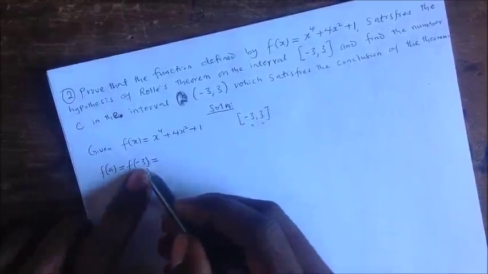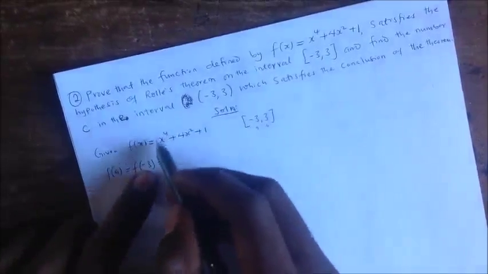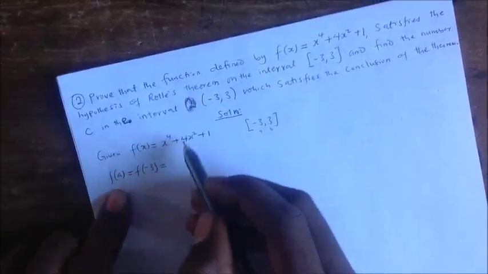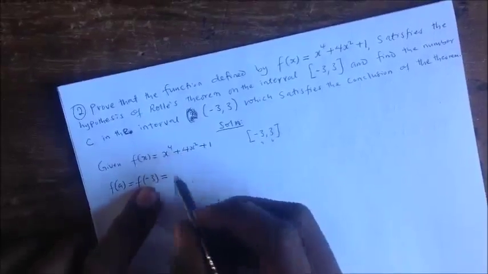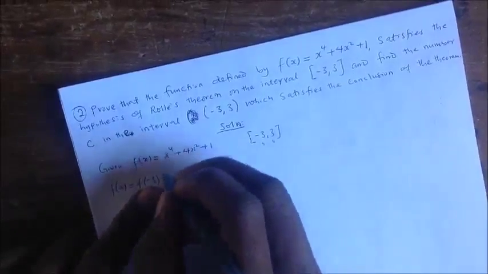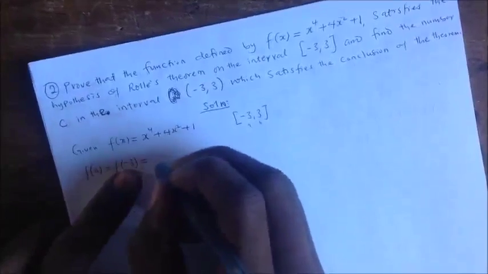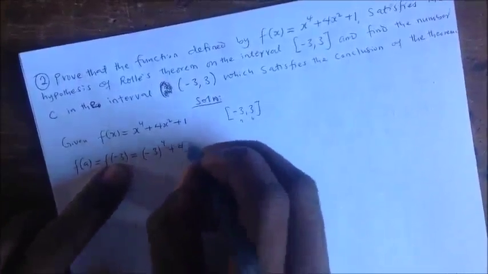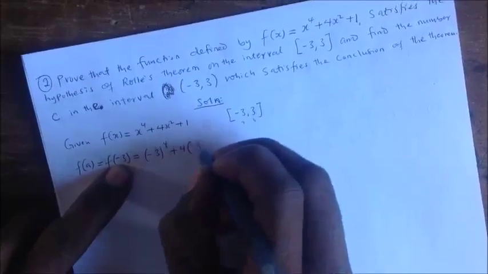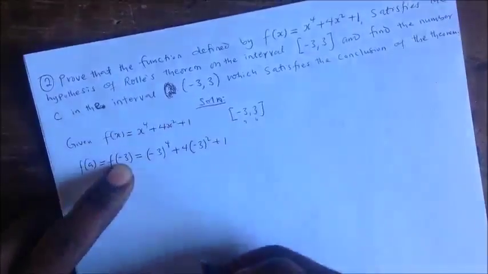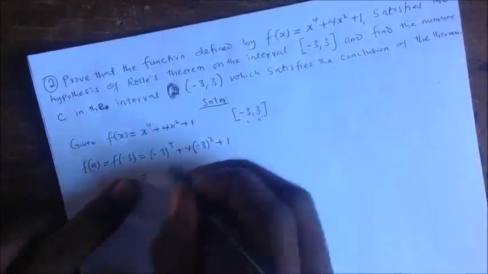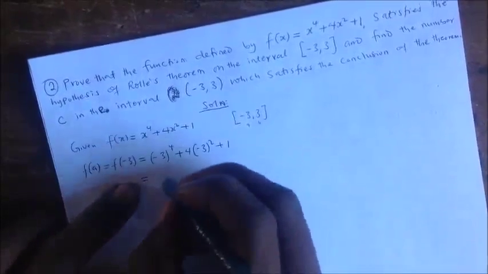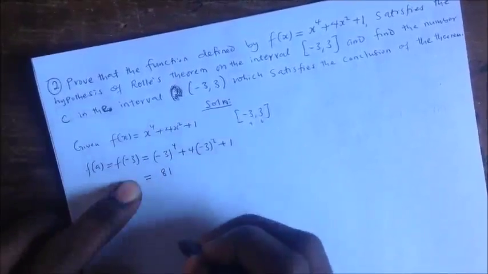So f of a, and our a is negative 3, is equal to, now we are to substitute minus 3 anywhere we have x, because we say f of a and our a is negative 3. So anywhere we have x, we should now replace it with negative 3. We have x to the power of 4, so minus 3 to the power of 4 plus 4 into minus 3 squared plus 1. Minus 3 to the power of 4 is 81.